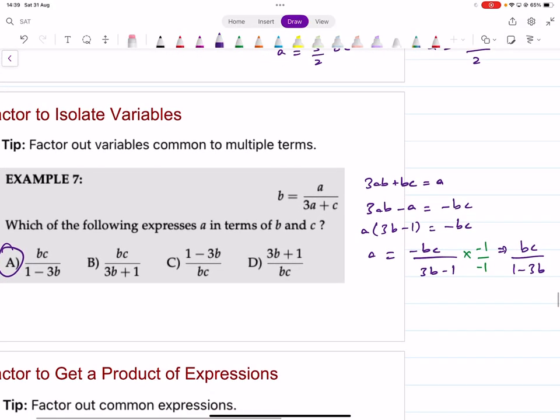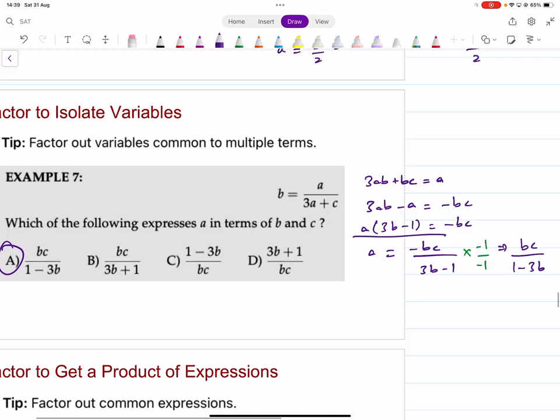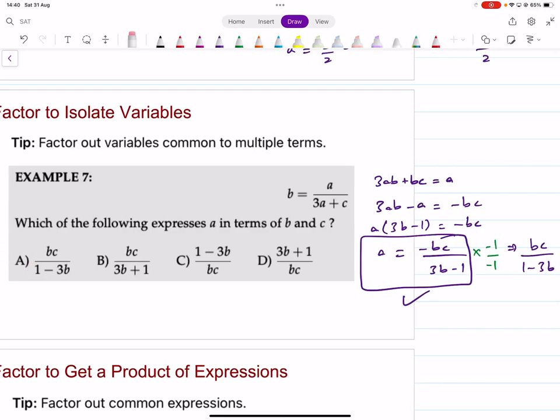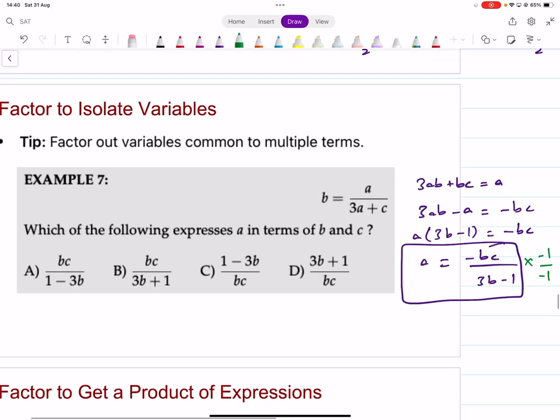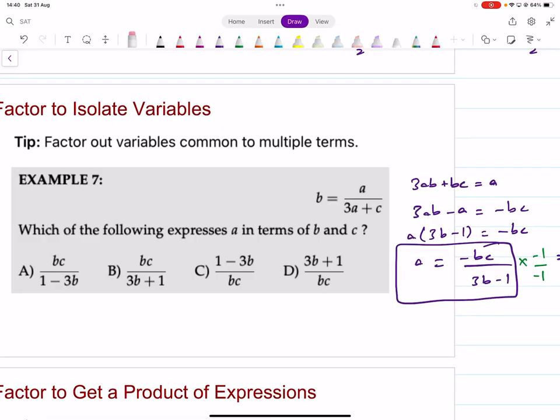Does this make sense? Yes. Okay. So if you just wanted to make A the subject, this is correct. But the problem is we don't see that as any of the options here. So we are trying to look for an option that is equivalent to this. We can actually modify this fraction a bit by just multiplying and dividing by minus 1.